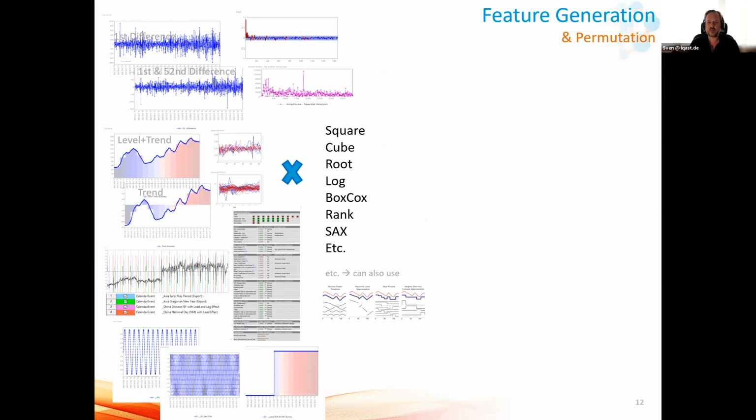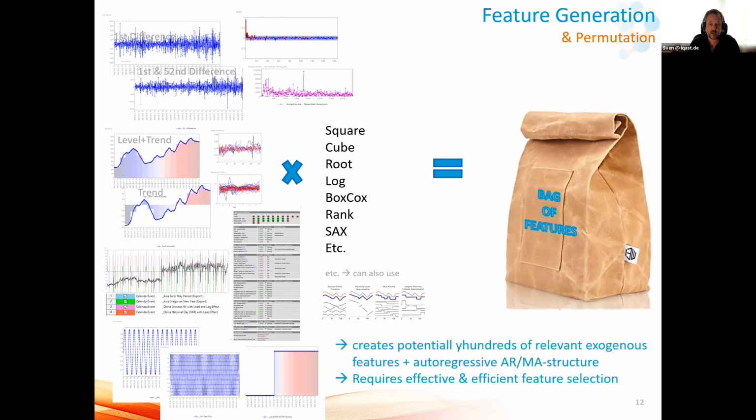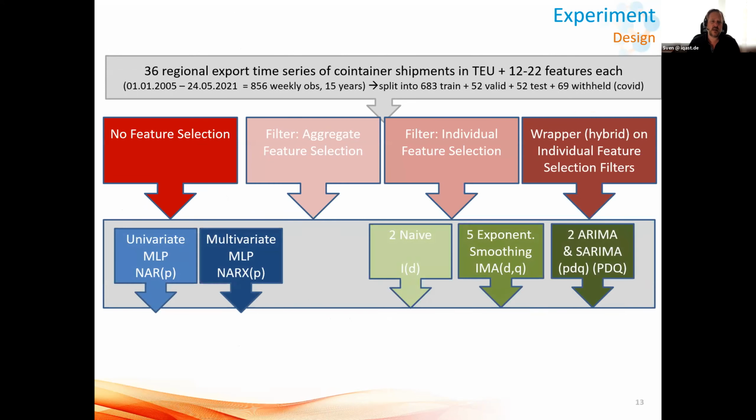Square root, cube, Box-Cox, SAX is an interesting way. There's a lot of discussion about similarity in time series clustering. Even Keogh comes to mind, and UC Riverside. What we normally create is something called a bag of features, where we permute all of these, and we have potentially hundreds of relevant exogenous variables. And so that really requires feature selection and feature creation first. And that's our experimental design.